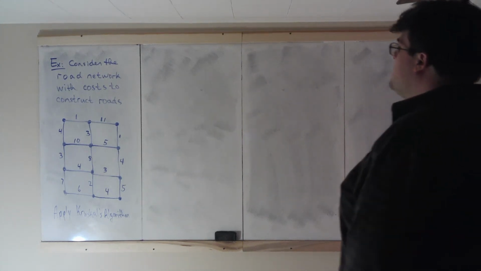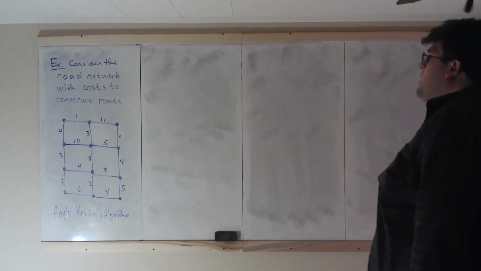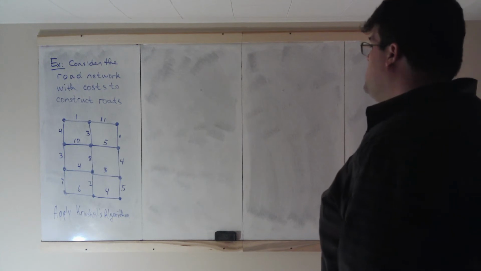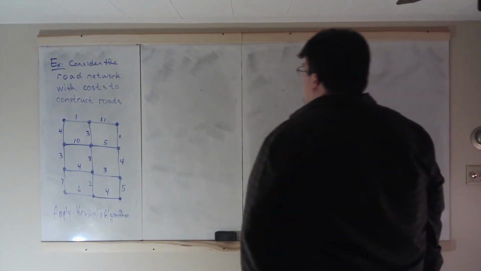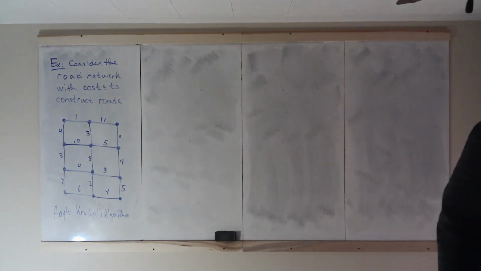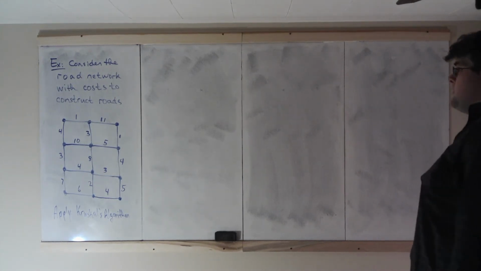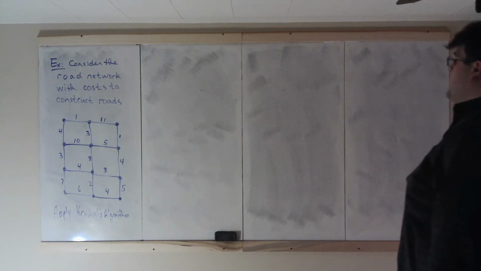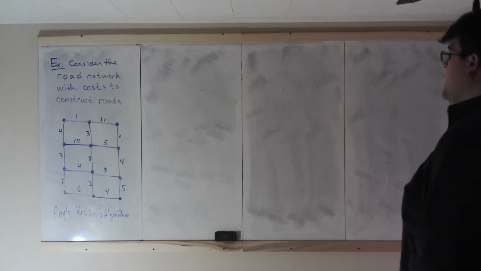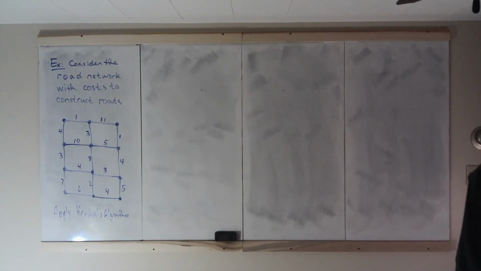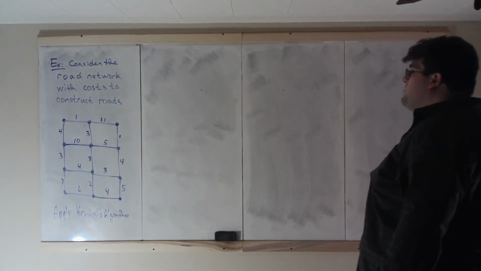So here we're going to consider this road network with costs to construct each road segment. Just making sure I wrote the right number. Yeah, okay, I did. This one does have duplicated numbers. We'll see how to handle that as we go. But here we're going to apply Kruskal's algorithm to find a minimum cost spanning tree.